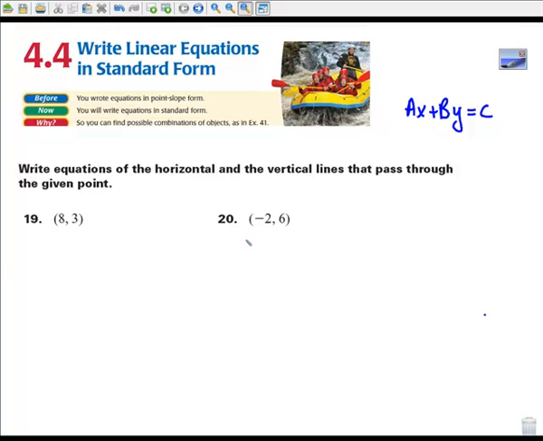It says write equations of the horizontal and vertical lines that pass through the given point. Well, here's x, here's y. So the vertical line that passes through this point would just be x equals 8. The horizontal line that passes through this point would be y equals 3. It does not get much easier than that. So don't second guess yourself. It's that easy. Vertical line through this point, x equals -2. Horizontal line through this point, y equals 6. And that's it.